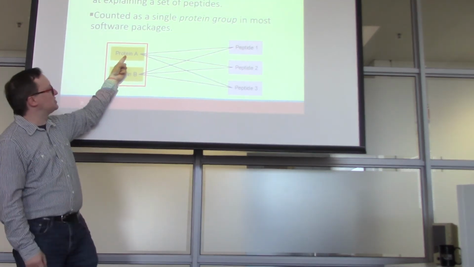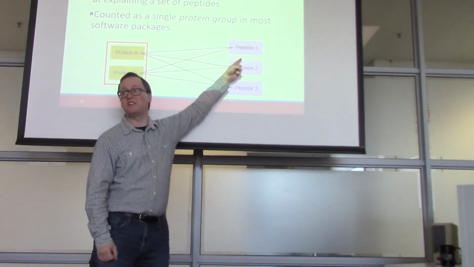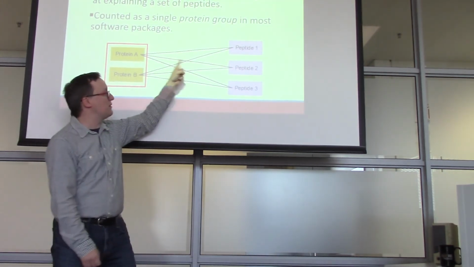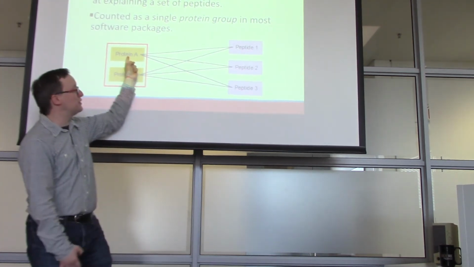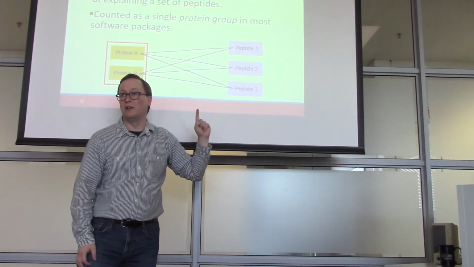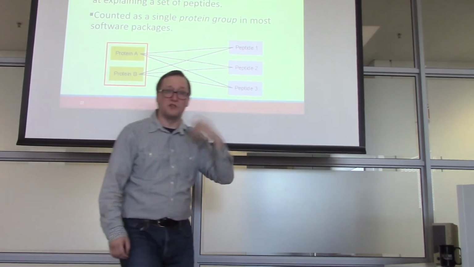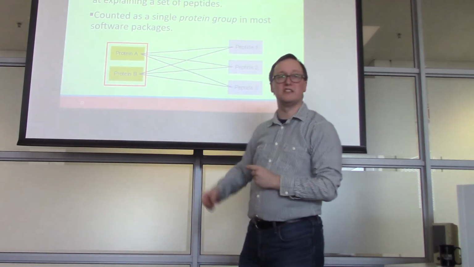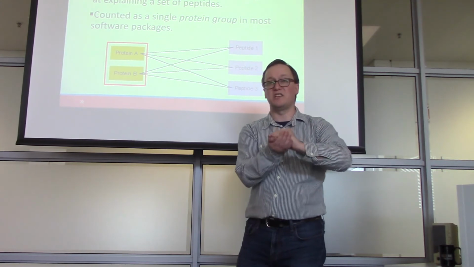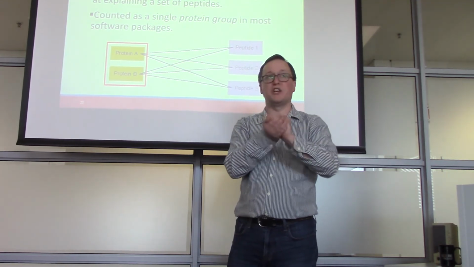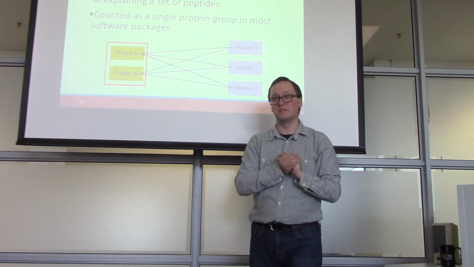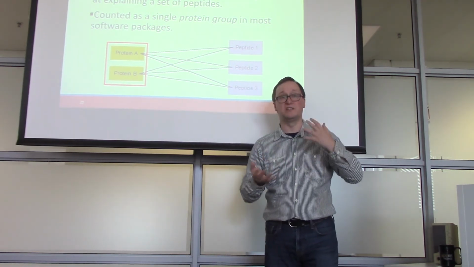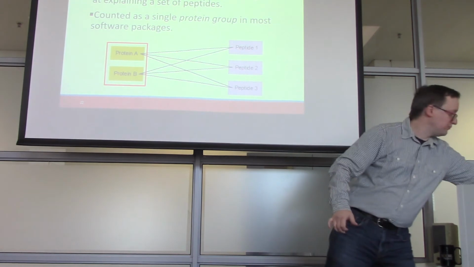So I draw these edges to say protein A could explain the presence of peptide 1, protein A could explain the presence of peptide 2, and protein A could explain the presence of peptide 3. The same is true, all three of those statements are true of protein B as well. Therefore, we group them together and say this is one protein, and we're not sure which of these two it is. Equivalent or indiscernible proteins. So that's a simple way to simplify our protein lists.